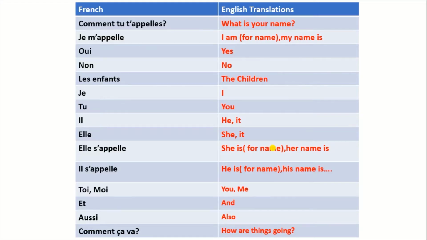Good morning, students. After lesson 1, we are presenting here lesson number 2. It is dealing with two things: talking about a name, asking someone what is your name and giving the answer, and how to give the different answers of how are you, comment ça va.